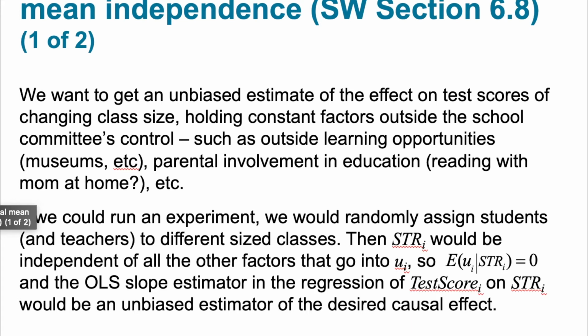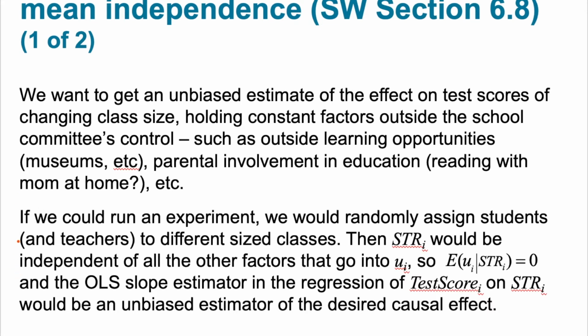Factors that are outside the committee's control include things like learning opportunities, such as museums, and parental involvement in education, such as reading with mom at home. The reason is that the committee is interested in what the committee can change in order to improve test scores. So we want to focus on those factors, holding constant the factors that the committee cannot change.